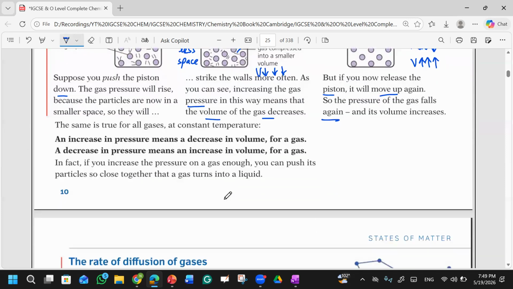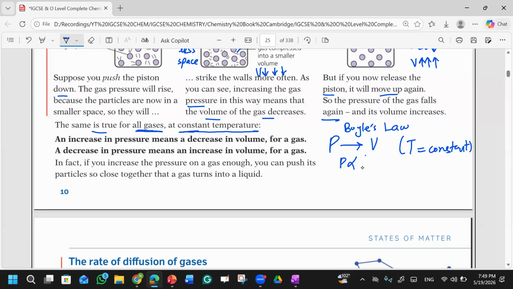Then the same is true for all the gases at constant temperature. What is the condition? Temperature should be constant. If you are going to check the effect of pressure on the volume, you need to keep temperature constant, right? And this is according to Boyle's law. The relation is that pressure and volume are inversely proportional, right?